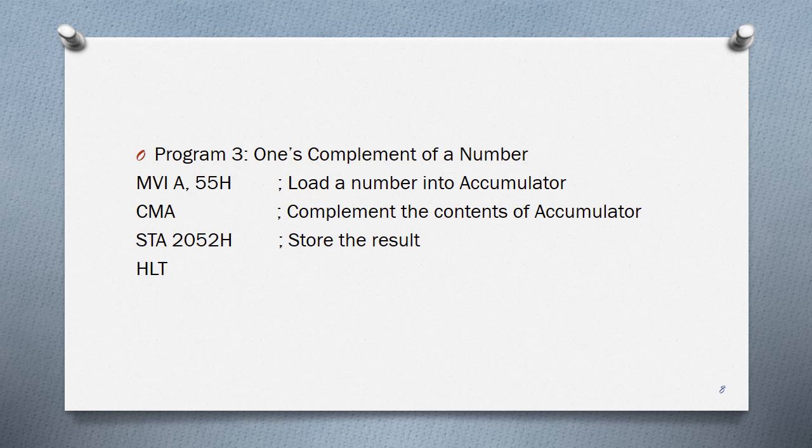You have another program, the ones complement of a number. You can see a value of 55 is moved to the accumulator and a complement is done. So what will happen? 55 will be converted to AA. Now that value is moved to the 20.